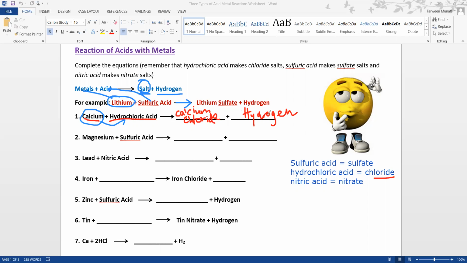Okay, and we can also write this as a chemical equation as well. So if we were going to write that as a chemical equation, I don't have space, but I'll show you some examples at the bottom of that page there, okay? So that's basically the first one.